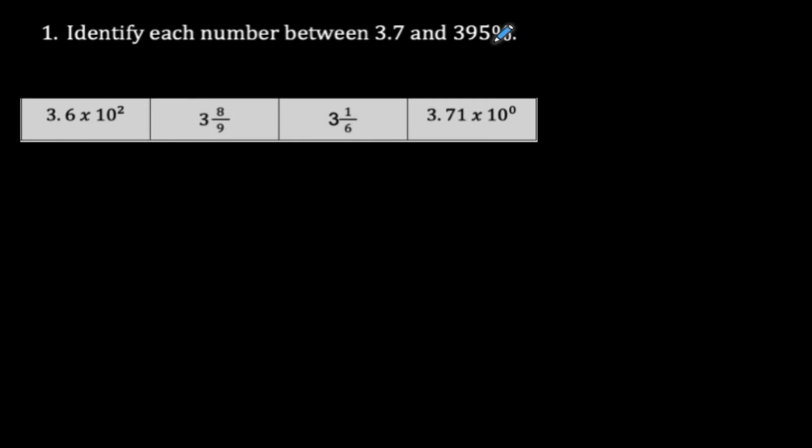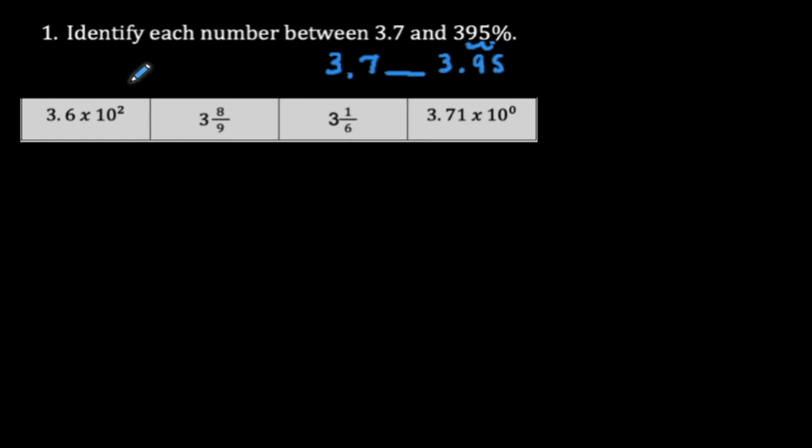Remember, there is an unwritten decimal point behind the 5. So you're going to take that and move it 2 places over to the left. That gives you 3.95. So what we're doing is looking for numbers between 3.7 and 3.95, okay?